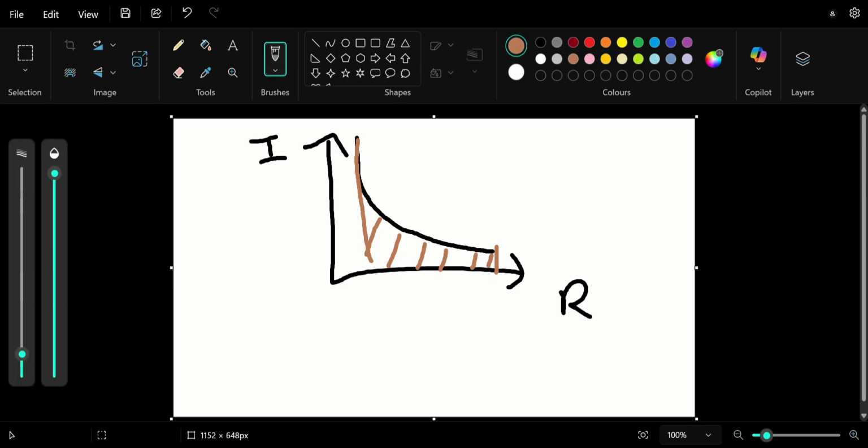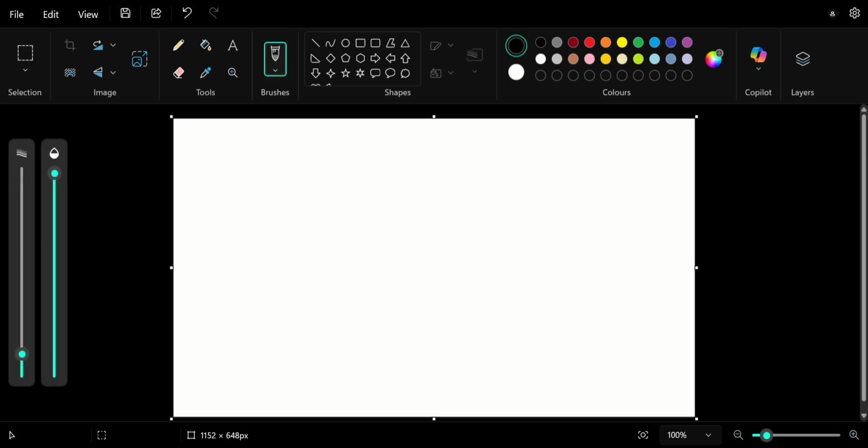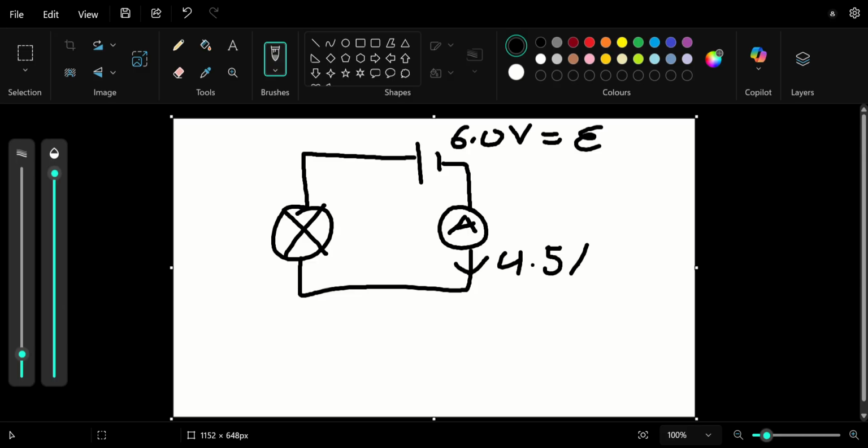Now, let's try some problems with current, voltage, and resistance. Our first problem that we have is a cell in a circuit. We have a filament lamp, and we have an ammeter. The cell has a voltage of 6.0 volts, and the current is recorded to be 4.5 amps. You can pause the video and find the resistance.